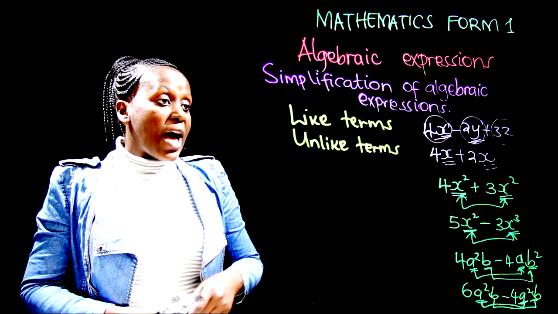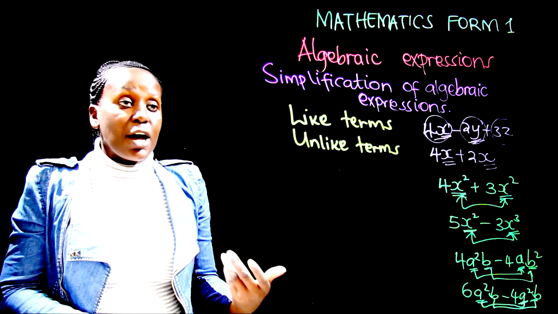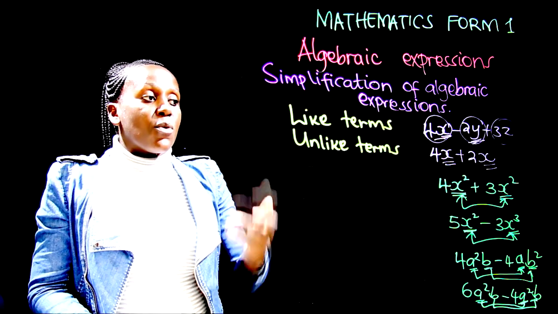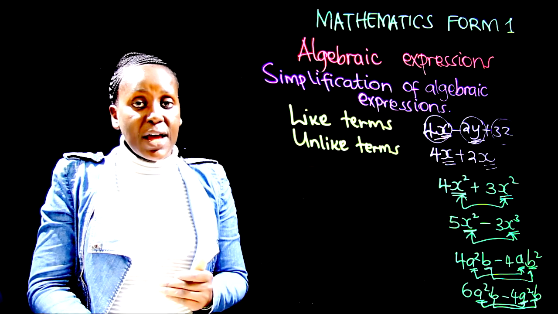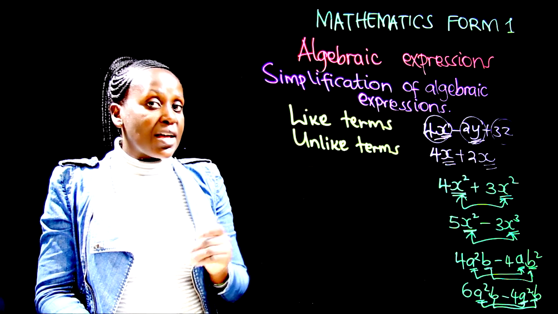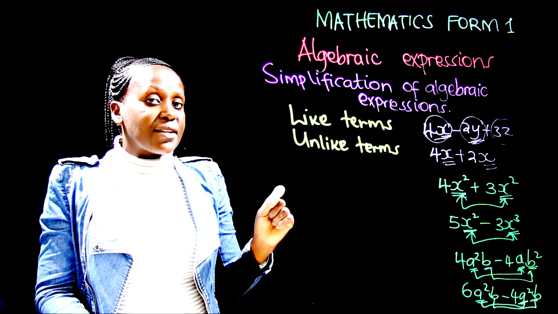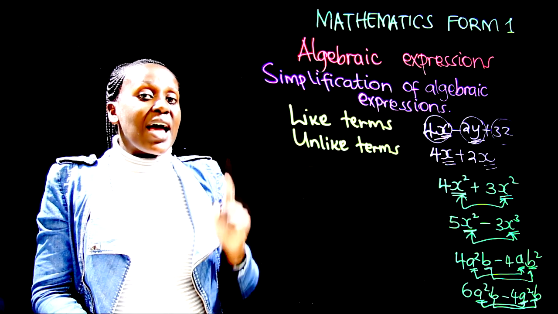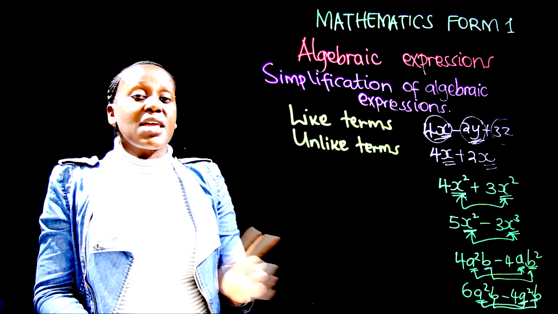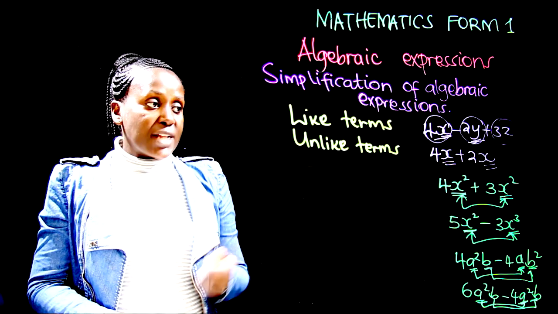Now, after knowing how to identify like terms and unlike terms, how does that help you to simplify algebraic expressions? When doing addition and subtraction, you can only add and subtract like terms, all right? You can only add or subtract like terms, and unlike terms cannot be added or subtracted. So, let's look at an example.